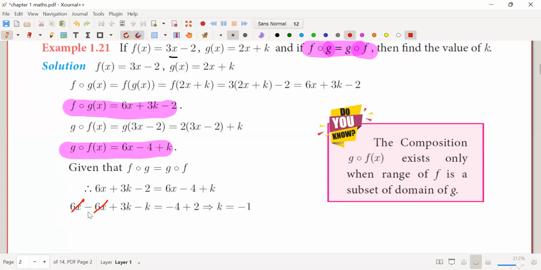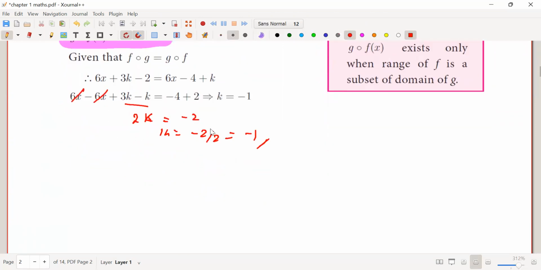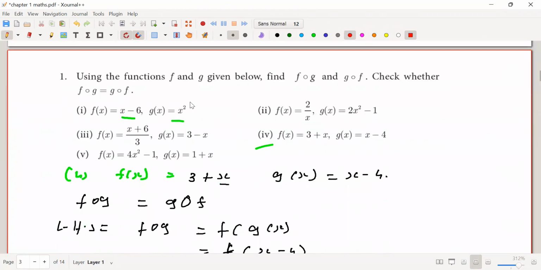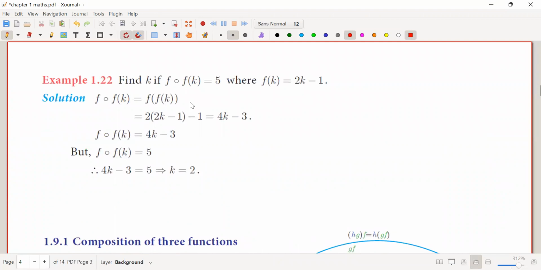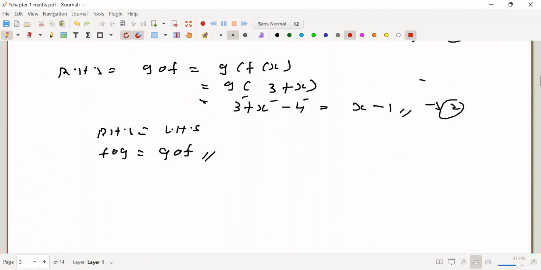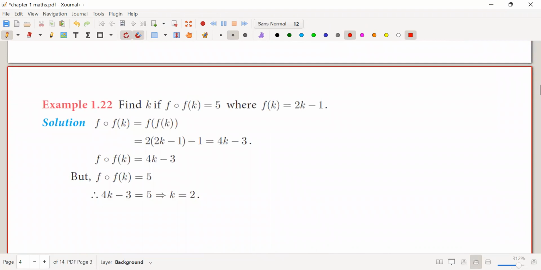These two get cancelled. 3k minus k is 2k. Minus 4 plus 2 is minus 2. So k equals minus 2 by 2, which is minus 1. So this is what we will be doing in the next exercise: finding the value for k.